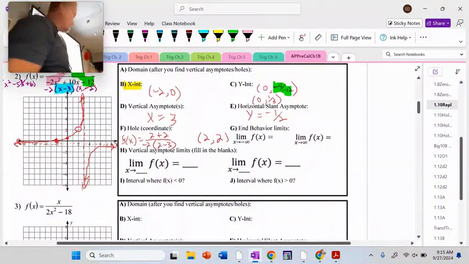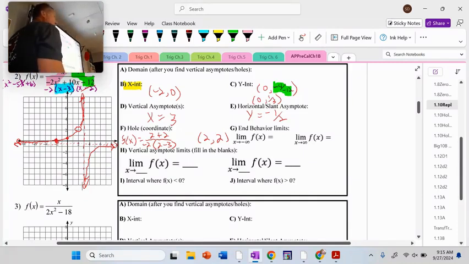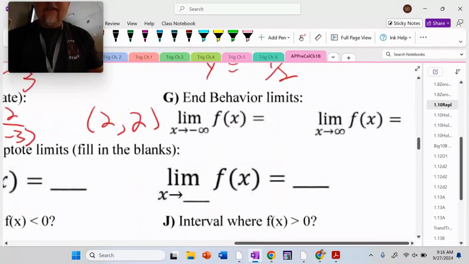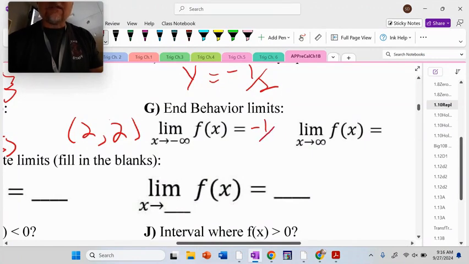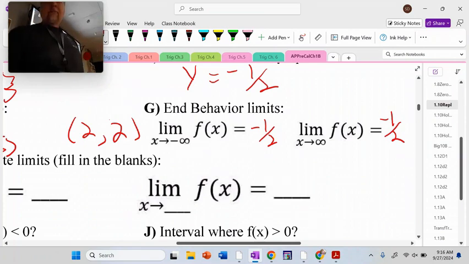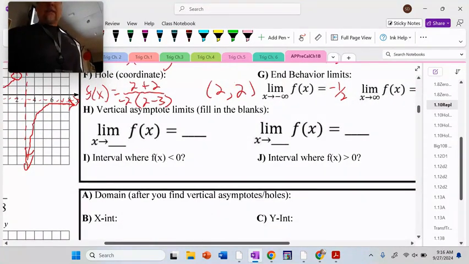Now this is Monday, Tuesday, maybe even Friday last week, Wednesday, Thursday. End behavior limits. As x goes to negative infinity, where's y going? Negative 1/2. As x goes to positive infinity, where's y going? Negative 1/2. The horizontal asymptotes dictate these limits. Actually, the slant ones do too, but that's infinity and negative infinity. All right. So end behavior limits, that's that.